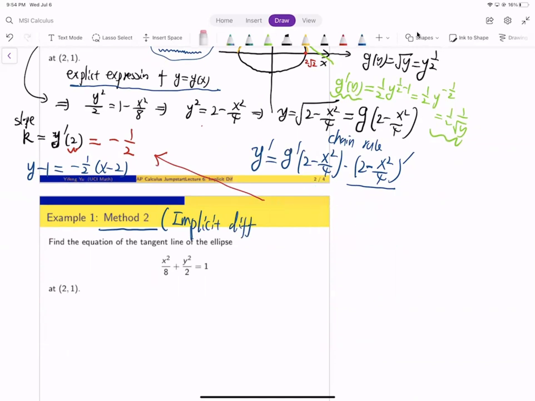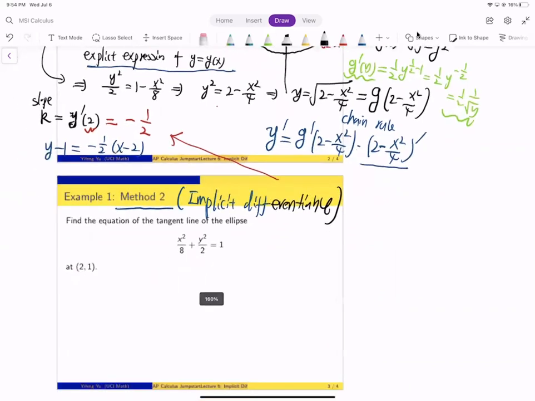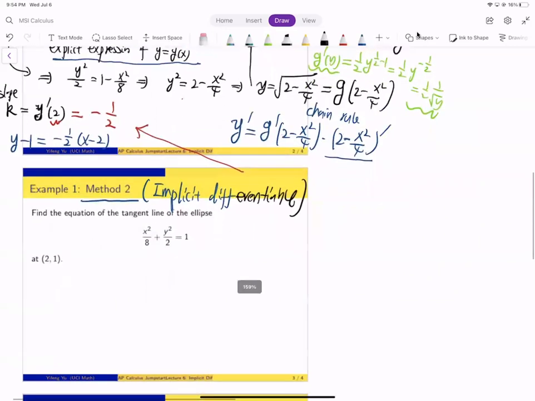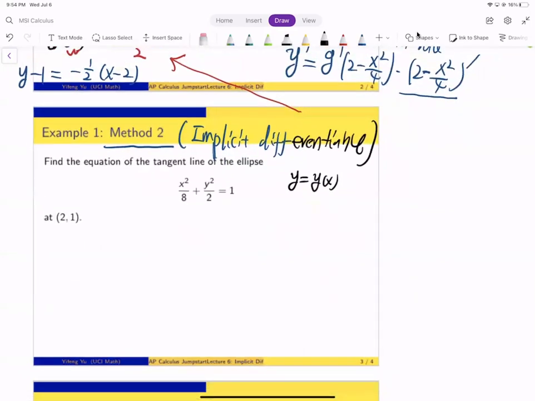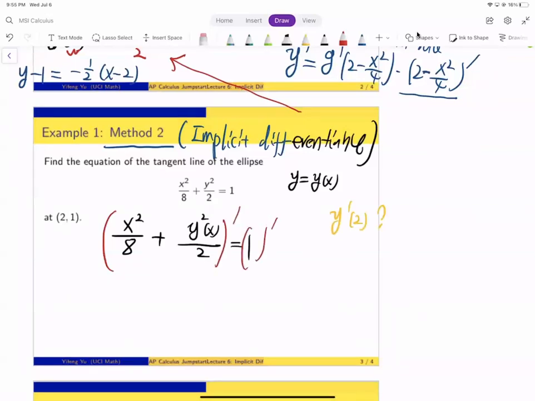So we are going to look at implicit differentiation. Now, what is the idea? The idea is that we're not going to write out the explicit expression. We just keep in mind that y is a function of x, y equals y(x), but we are not going to take the trouble to write it out. So we just consider x squared over 8 plus y(x) squared over 2 equals 1. Now, because all I want is the derivative of y at the point (2, 1), what should we do? Let's take a derivative on both sides, and the derivative of the right side is 0.